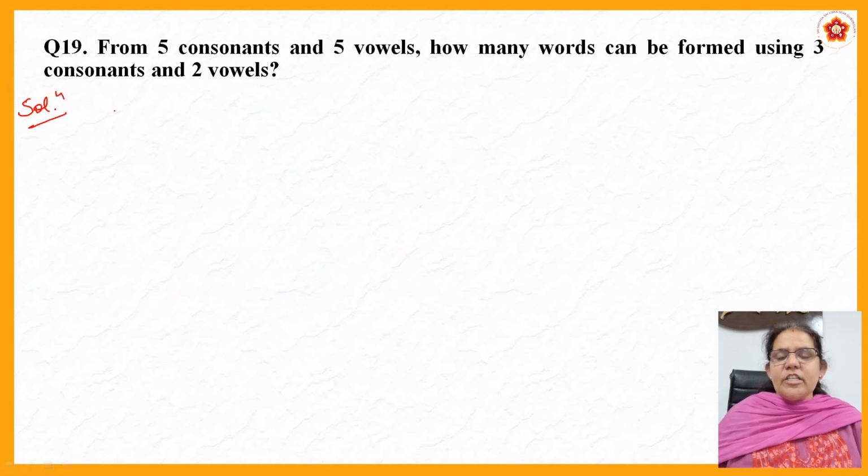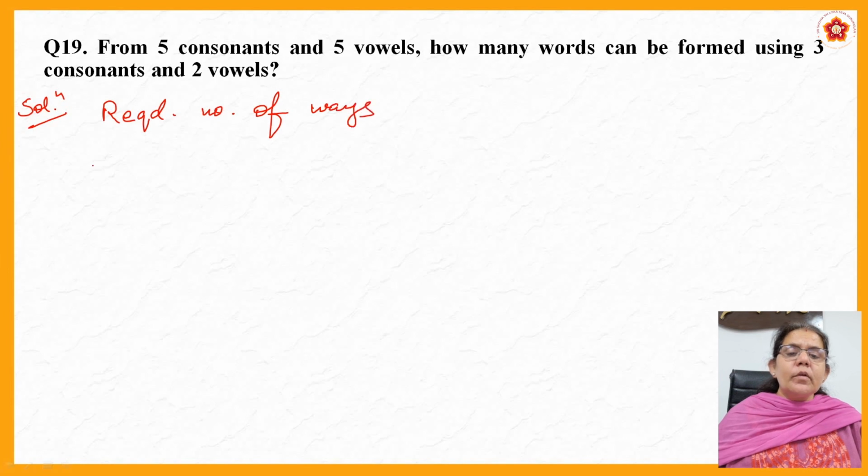Now question number 19, which is similar to the last question. From 5 consonants and 5 vowels, how many words can be formed using 3 consonants and 2 vowels? It's exactly like the last question. So what is the required number of ways?